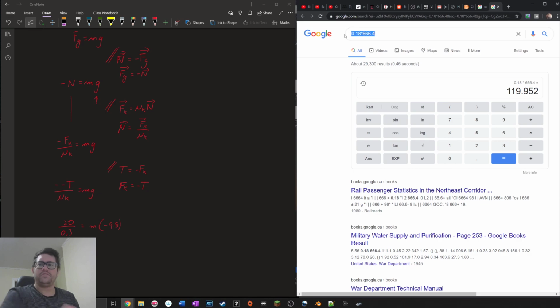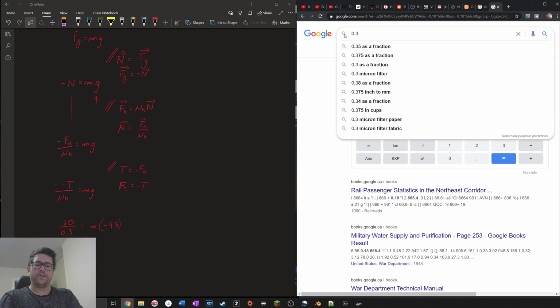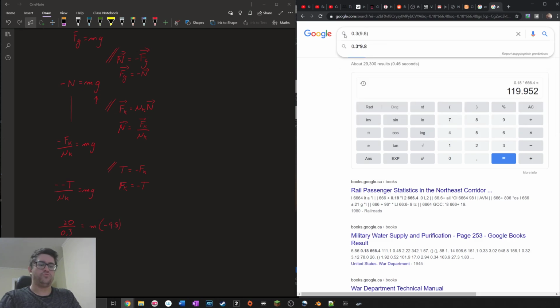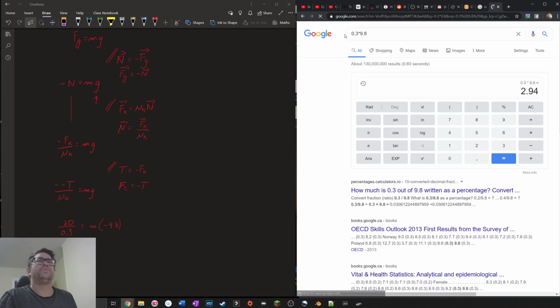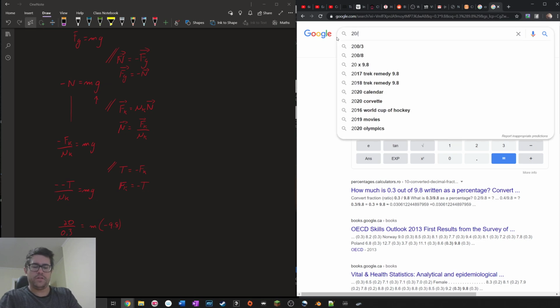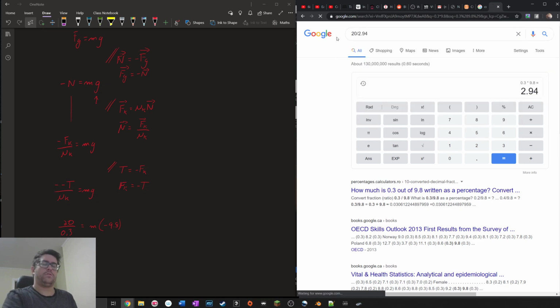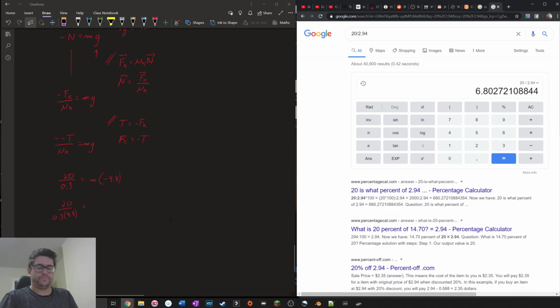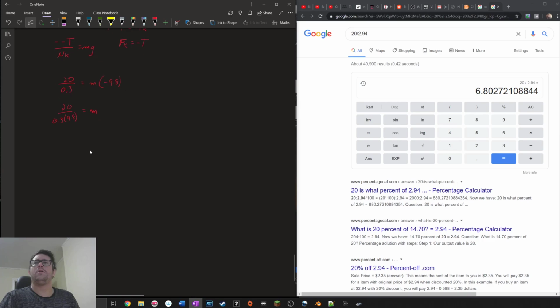I'll write it down. This is a blooper. It's already a blooper. So 0.3 times 9.8. It's all true, but I don't need to, it's not the intended way for sure. This is 294. 20 divided by 294. Wow. M is equal to 6.8 kilogram. Okay, let's come back to that.